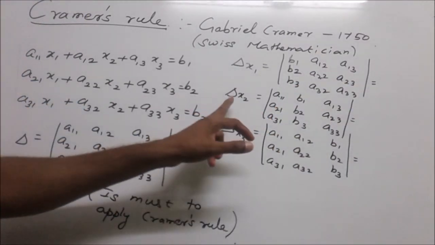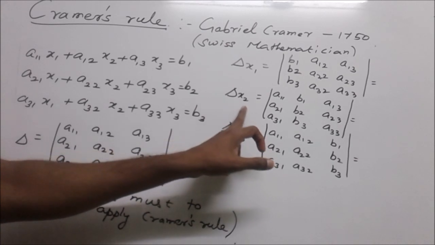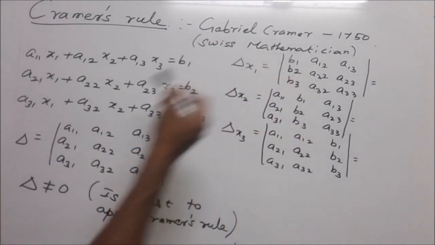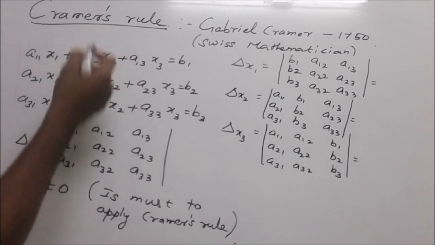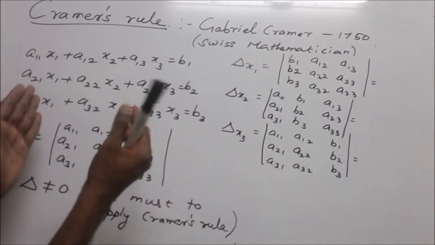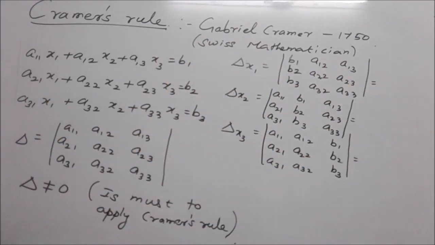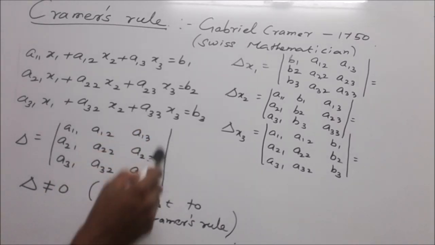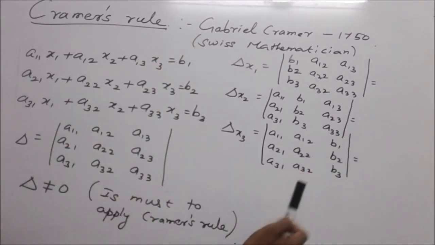Then for delta x2, the coefficients of x2 are replaced by the constant values b1, b2, b3, and the first and third columns are kept as they are. And for delta x3, the coefficients of x3 are replaced by the constants and the first two columns are kept as they are in the given question.